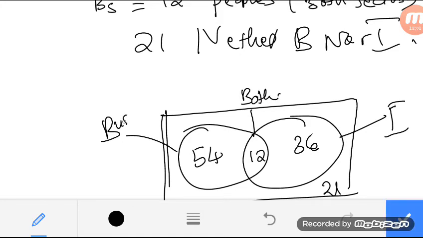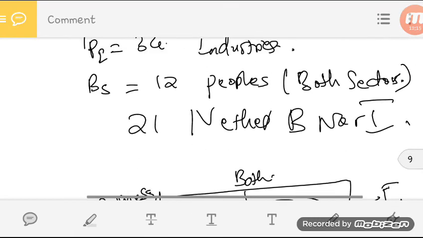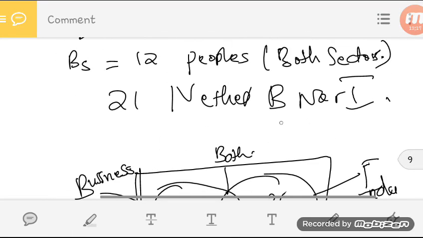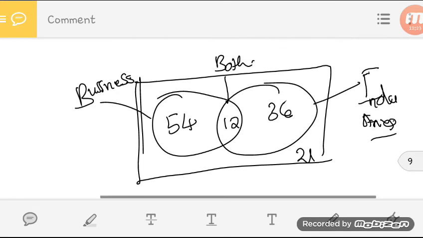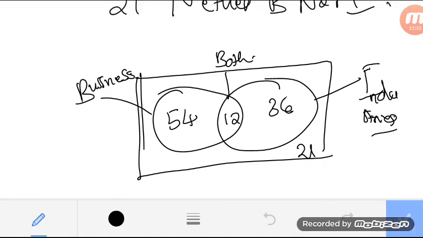This is business. This is how we create our Venn diagram. This is industry. So this is the industry sector, this is the business sector, this is both sectors. And 21 people who will neither work in both sectors, we put those people outside our Venn diagram, like there. And this is our universal Venn diagram.